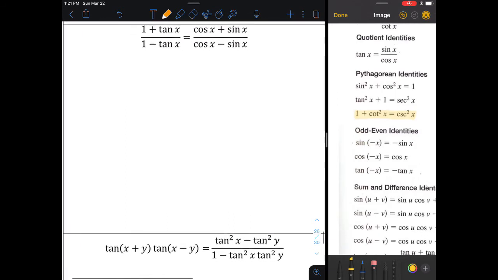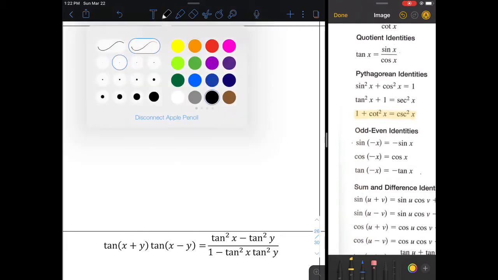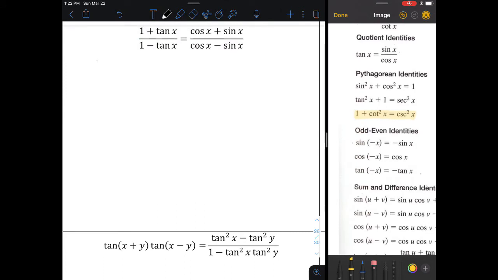Okay, next one here. All right, 1 plus tangent x divided by 1 minus tangent x. And I look at my right-hand side, everything has sines and cosines in it. And so an approach here to start this problem, because we can't really use a Pythagorean identity because there's no squared terms in this left-hand side, is I'm going to rewrite everything in terms of sine and cosine and proceed from there.